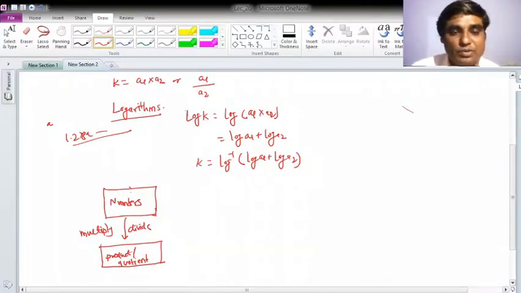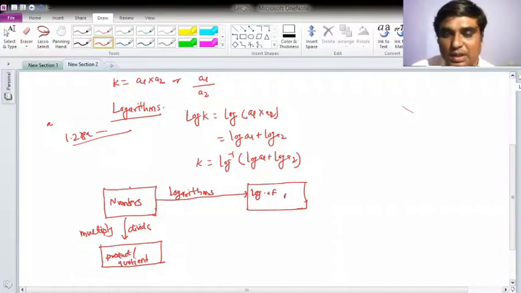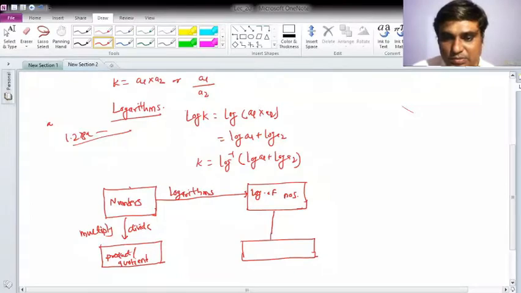Or what is the other way? I will transform these numbers into logarithm form, that is, I will use the logarithm. So I have to take the log of the numbers, and once I take the logs of the numbers, there will be the addition of numbers, right? So there will be the addition of numbers. So what operation will it be?